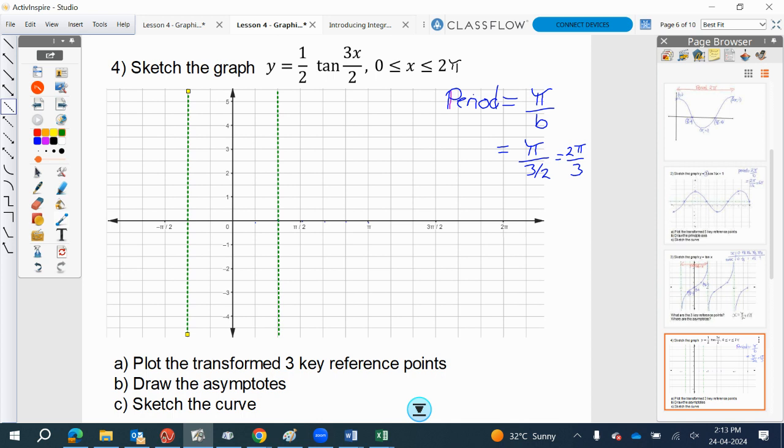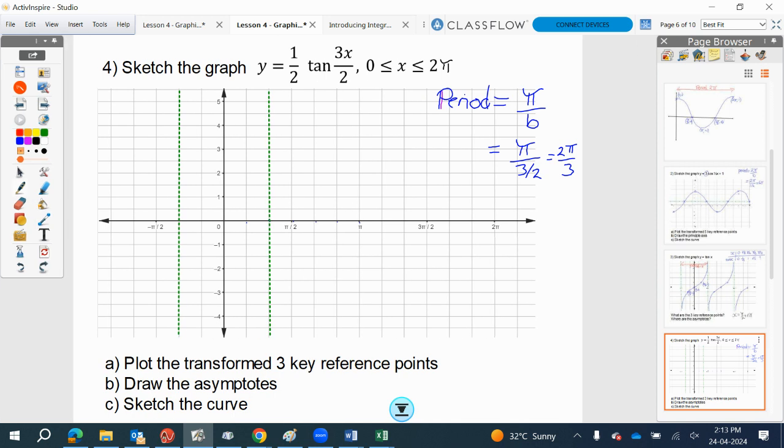This distance is pi over 3. This distance is pi over 3. Together, this distance is 2 pi over 3. Another technique I show.